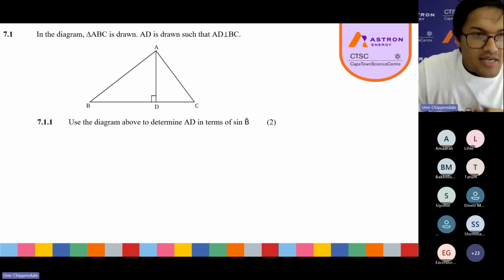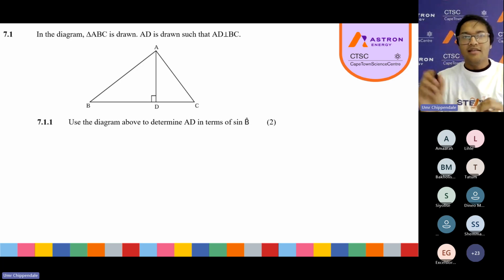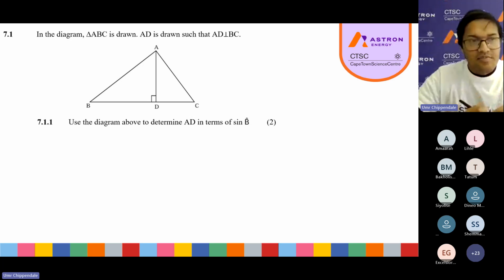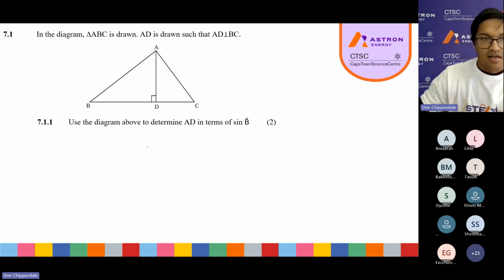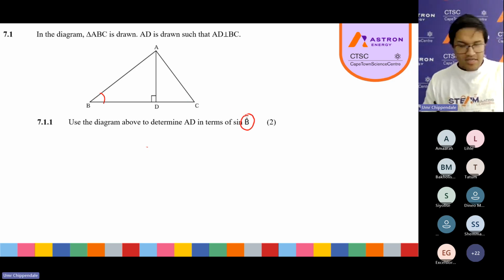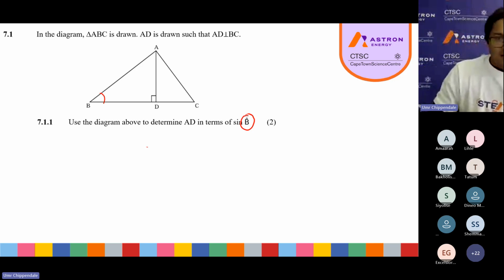So okay, over here they say in the diagram, triangle ABC is drawn. AD is drawn such that AD is perpendicular to BC. And that's all given over there. 7.1.1. Use the diagram above to determine AD in terms of sine B. Right? So in terms of sine B, which is this part over here, that's that angle. As you can see, that is the angle over here. So they are telling us all of this.